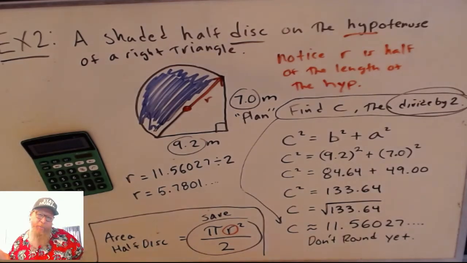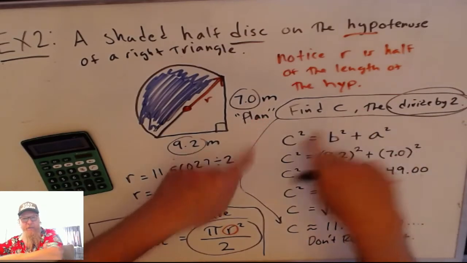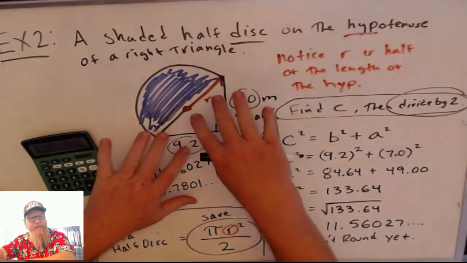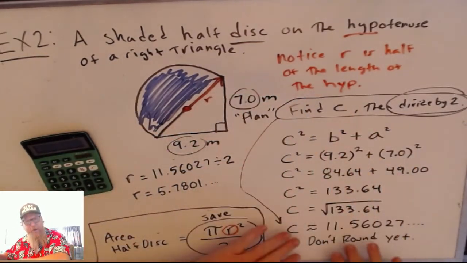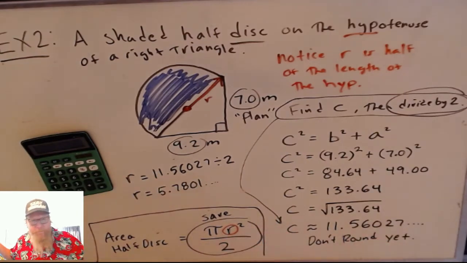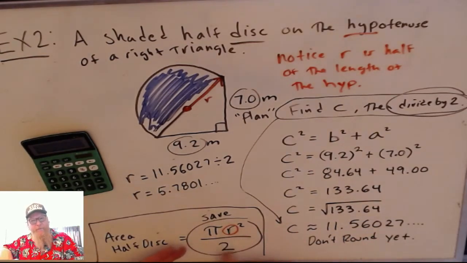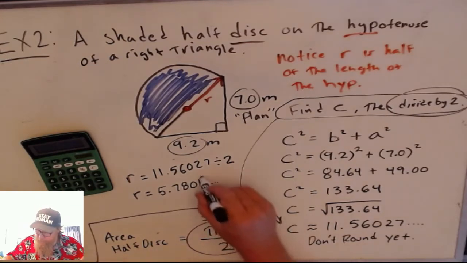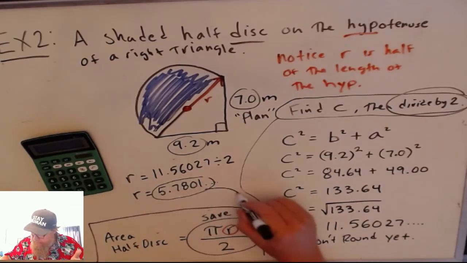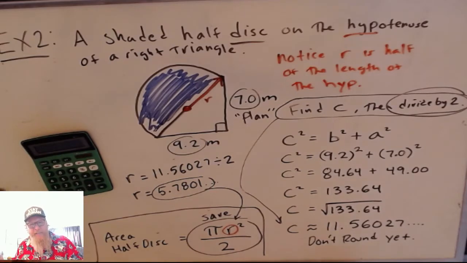All right, well, the hardest part is done. Hardest part is translating it, understanding the geometry here, solving using the Pythagorean Theorem, which is the whole lesson. And then at that point, it's just using the recipe. So you're going to put your radius inside of this half disk formula.